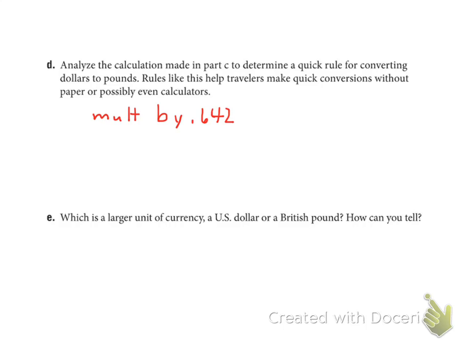Part E. Which is a larger unit of currency, a US dollar or a British pound? The dollar, isn't it? Well, yeah, it has to be the dollar. Because a dollar is 1, and the British pound is 0.642. So it's not quite 1. But we're talking about the unit. So the British pound is actually larger because it doesn't take a whole 1 to equal a dollar. The unit itself is larger. Okay.